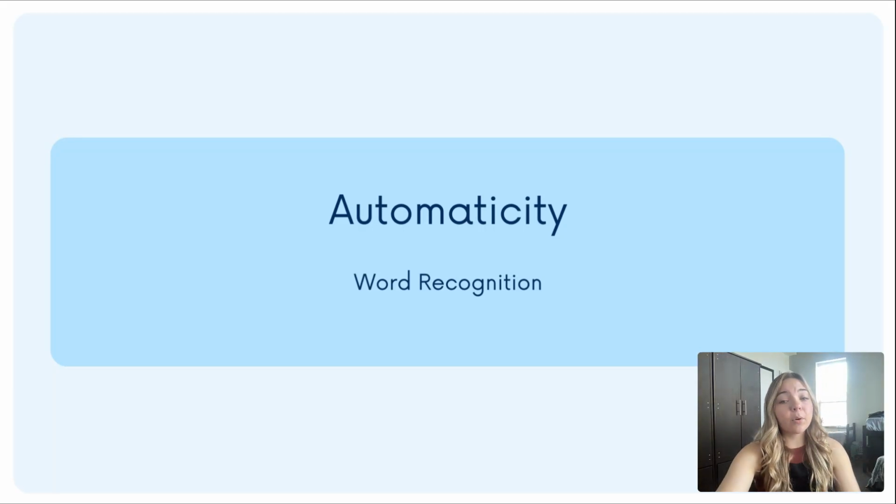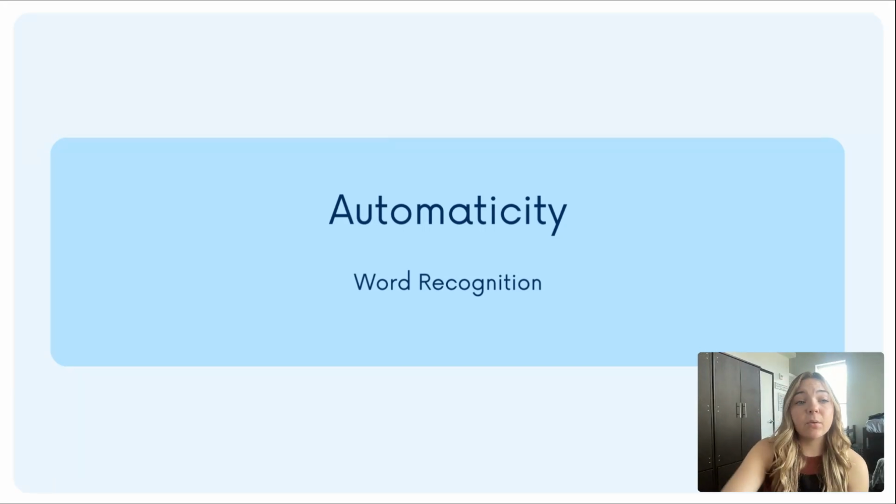Automaticity emphasizes the importance of exposing students to a wide range of words and repeating them in order to reduce the energy used to decode words each time they come across them. So in general, we're just exposing our students to lots of different types of texts, lots of words, so that as they come across them, they are recognizing them.